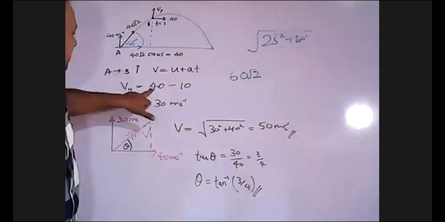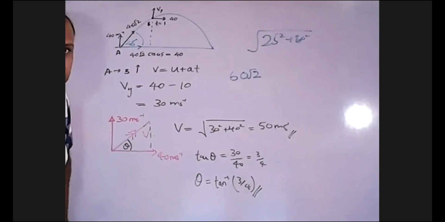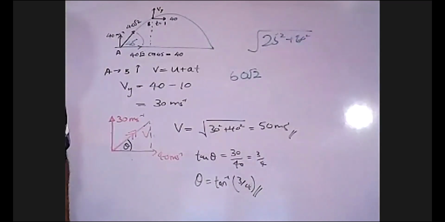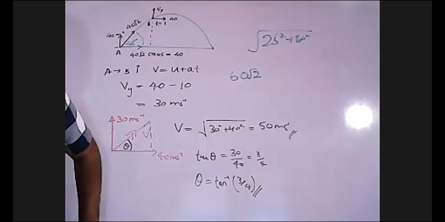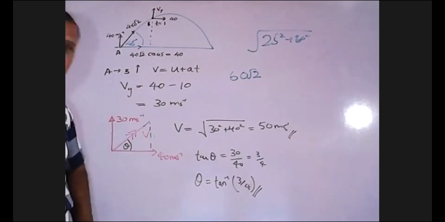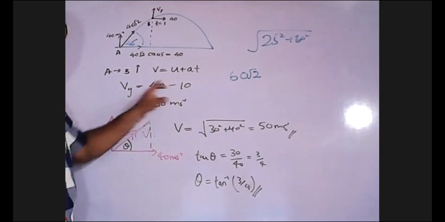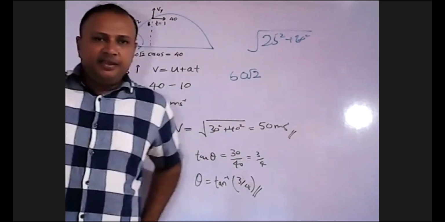Here it is 60, 60 minus 35, and 25. The initial velocity is 60 and the time is 3.5, therefore 35. 60 minus 35 is 25. Correct?